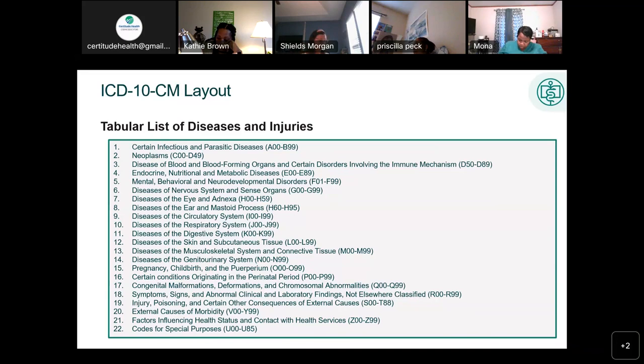Meaning, how do I code neoplasms, specific to neoplasms, specific to certain infectious and parasitic diseases, specific to, what is chapter 3? I think chapter 3 is diseases of the blood. Chapter 4 is specific to nutritional and metabolic diseases. Chapter 5 is specific to mental health. So this is where it breaks down into the various specific types of conditions. And that's what we see on this slide right here.